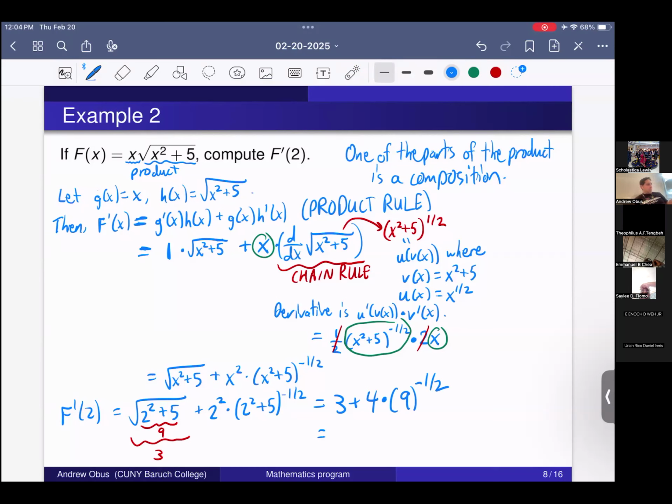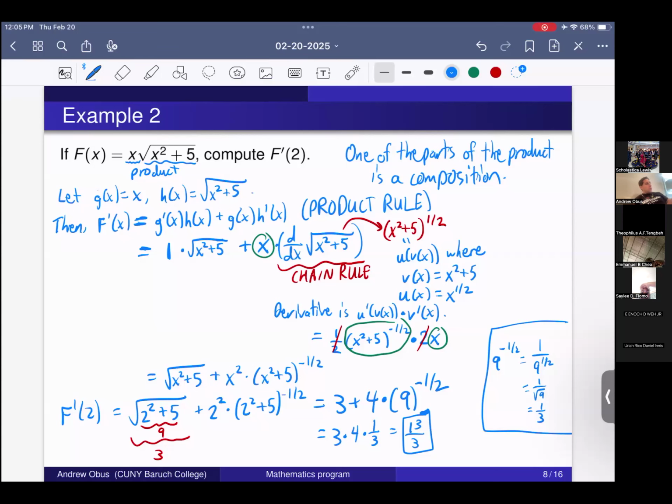So we have 3 plus, when we punch in 2, we get 3 plus 4 times 9 to the minus 1/2. So remember, 9 to the minus 1/2 equals 1 over 9 to the 1/2, which is the same thing as 1 over square root of 9, which is the same thing as 1/3. So remember that there. So we end up getting 3 plus 4 times 1/3. And if you simplify this, it comes out to be 13/3. Okay, so that's the answer here.